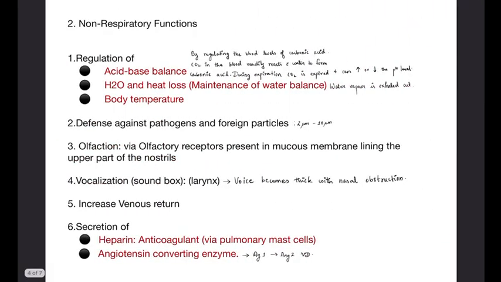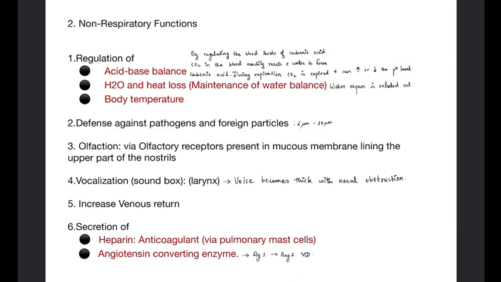Next we will see the non-respiratory functions, in which there is regulation of acid-base balance. Just now I explained carbonic acid. Carbon dioxide plus water forms carbonic acid, which increases the acidic level in the blood. To maintain this, during expiration carbon dioxide is expired out, thus maintaining the acid-base balance, which increases or decreases the pH level. Understood?